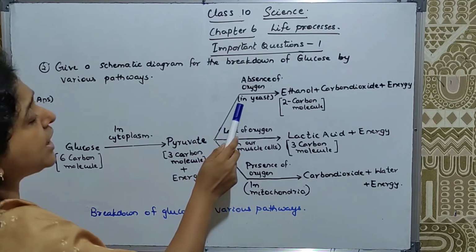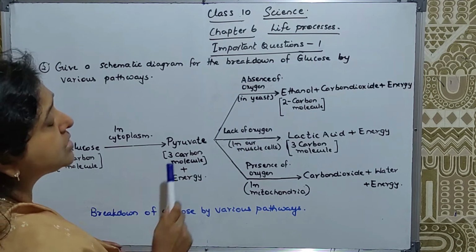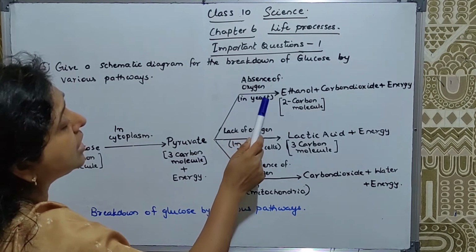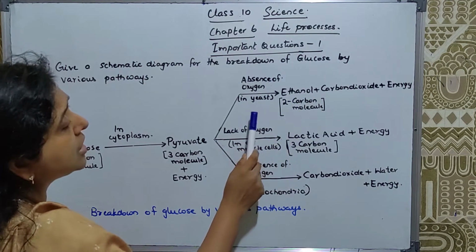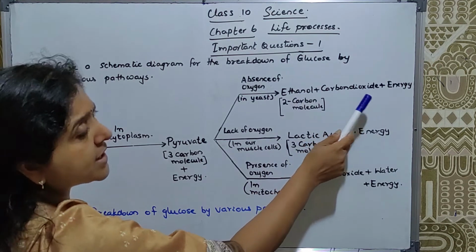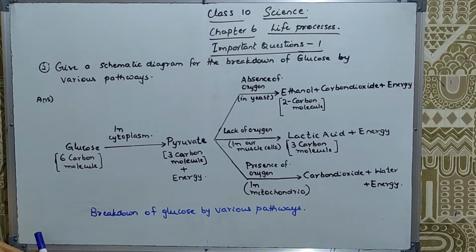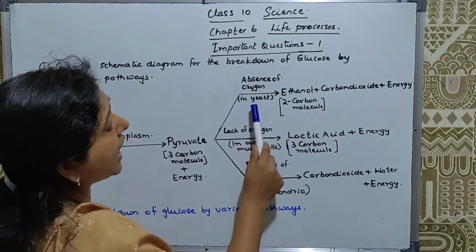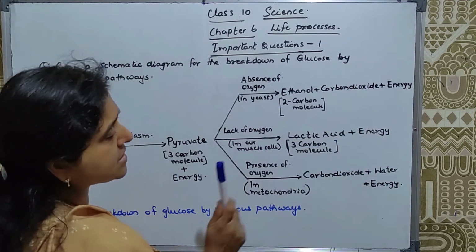That means that is anaerobic respiration. So in anaerobic respiration, what will happen? What are the products of anaerobic respiration? That is ethanol, carbon dioxide and energy. The amount of energy released during anaerobic respiration is actually less.